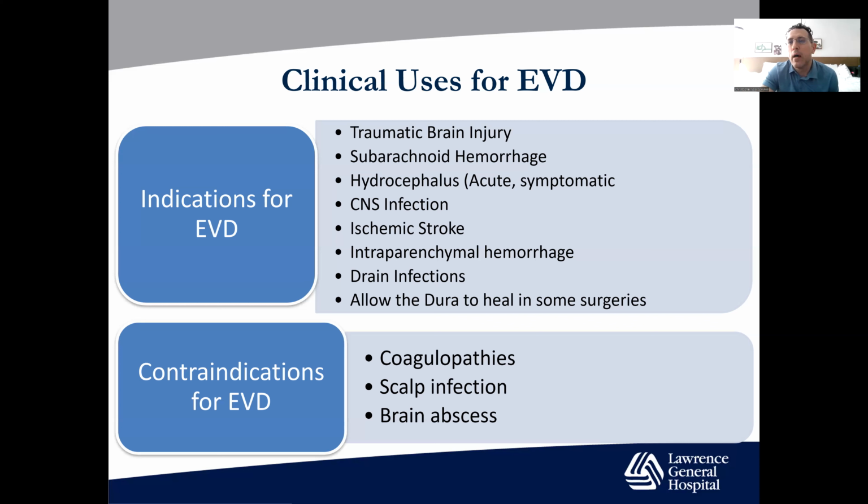Now, what are some of the contraindications to placement of an EVD? Say if someone has a coagulopathy, of course, we don't want to increase the tract hemorrhage rate. A scalp infection, we don't want to go through an infection that could just cause entry of bacteria directly into the brain upon placement. And then in certain brain abscesses, we would not place an EVD, again, for risk of infection as well.